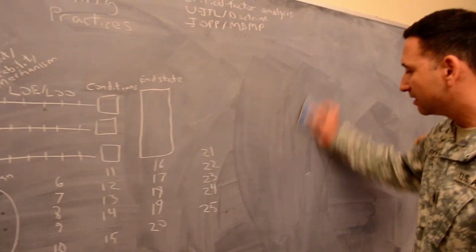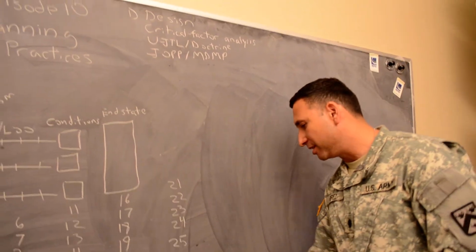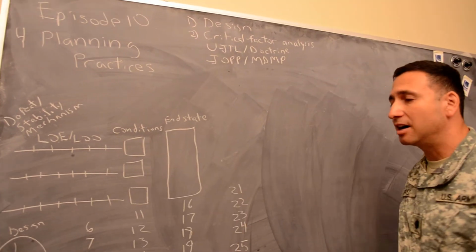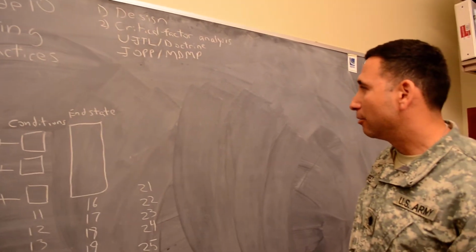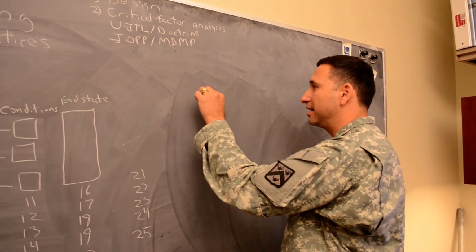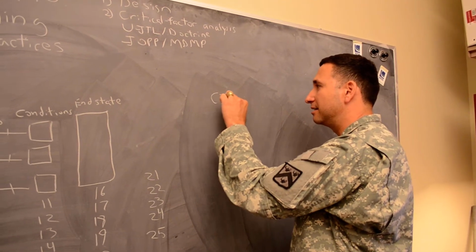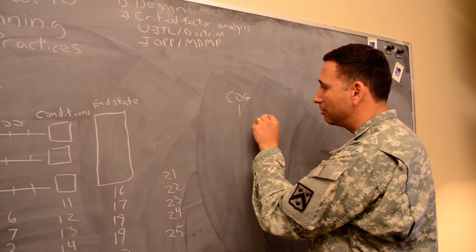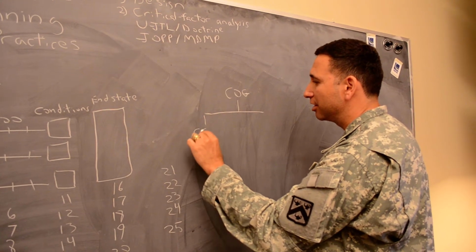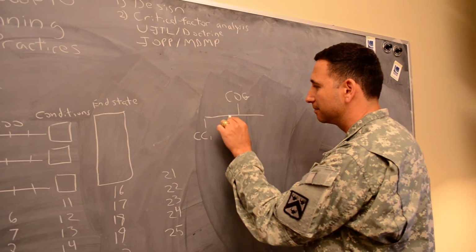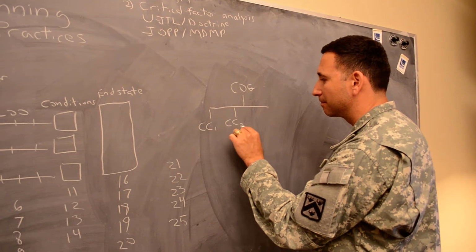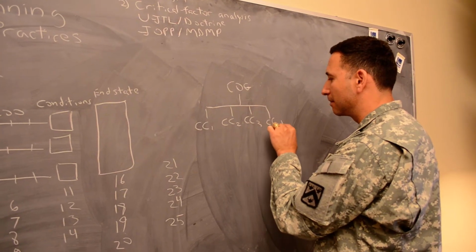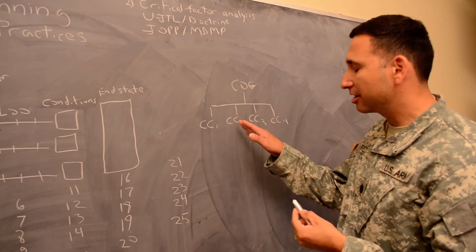There's a second practice that we teach and that joint doctrine talks about. It's called critical factor analysis, or COG-CV analysis. And the way it's described is that there's such a thing as a center of gravity, and that for the center of gravity we identify certain critical capabilities. And let's take one of these critical capabilities.